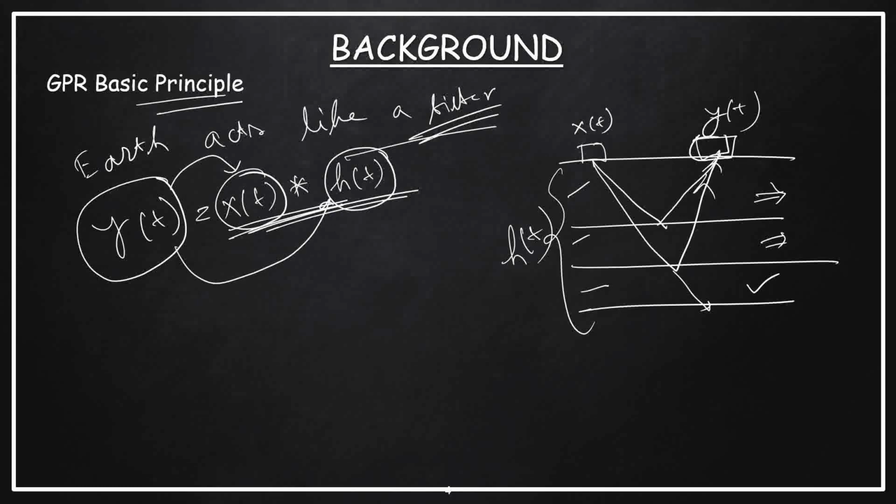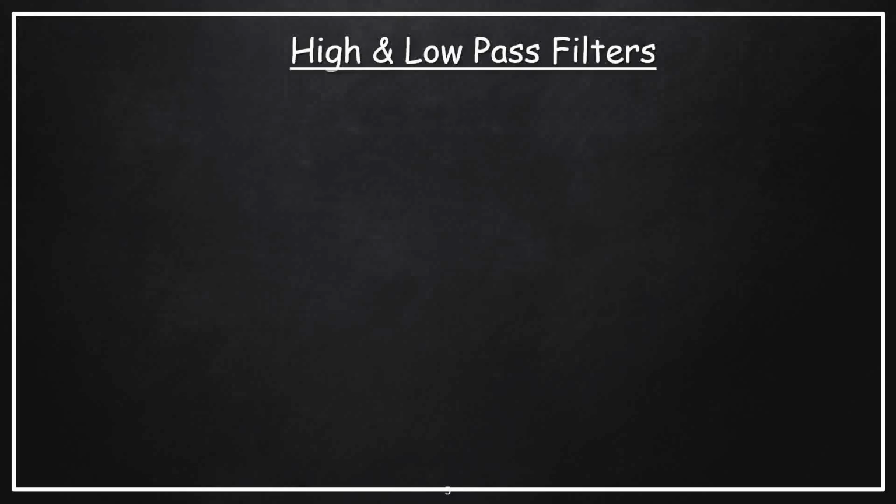So when a pulse hits a layer, its shape and amplitude change, and this change is due to this convolution. I wanted to clarify these points before discussing the high pass and the low pass filters. Let's talk about the high pass and the low pass filters.